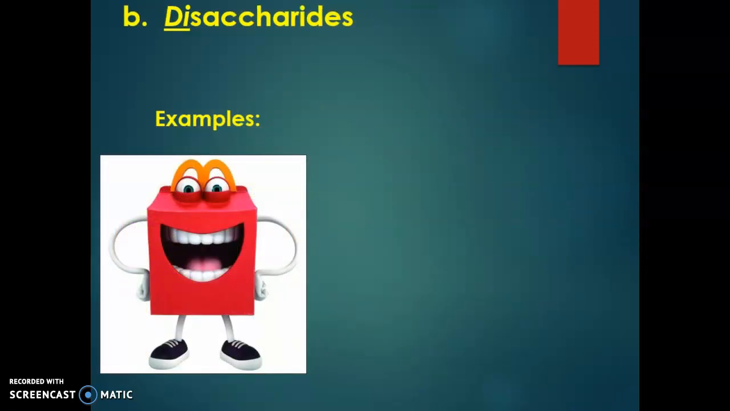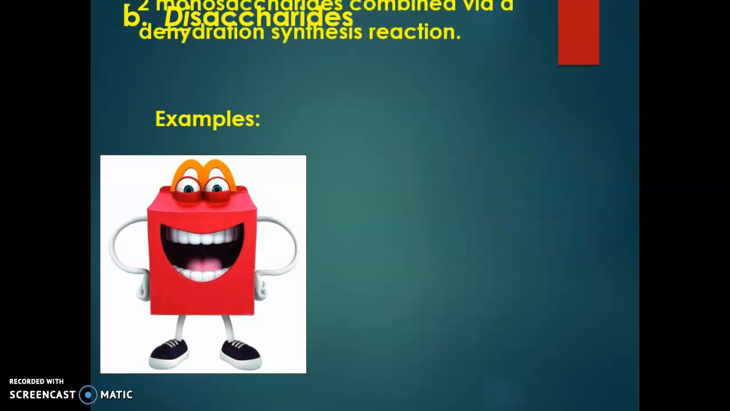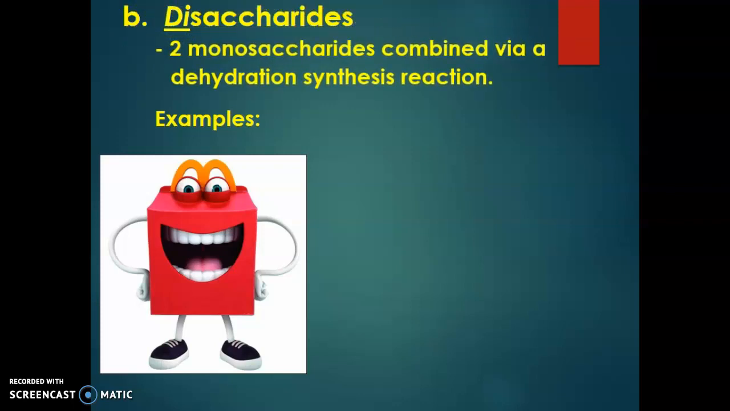Now for disaccharides, di means 2. So now we're moving up and we're building. Disaccharides aren't necessarily considered the building blocks. Those would be monosaccharides, but they're still made of monosaccharides, two of them in particular that have been connected by a dehydration synthesis reaction.